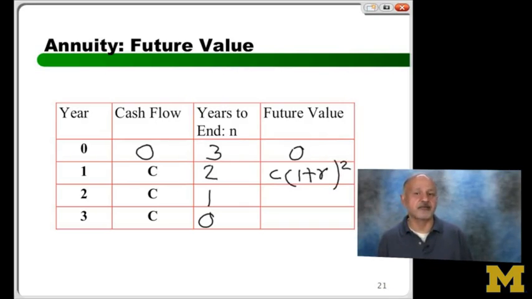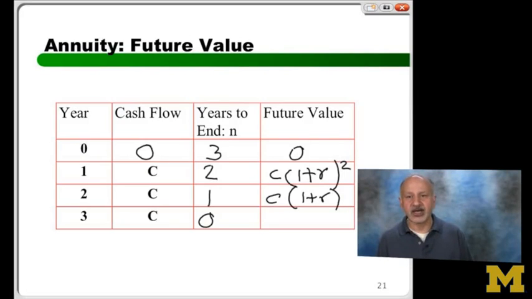Remember, you're carrying it forward. And the reason why it's only square is because the first payment is at the end of the first year. And how many years are left from 1 to 3? 2. It's pretty straightforward. Second payment is C plus R.